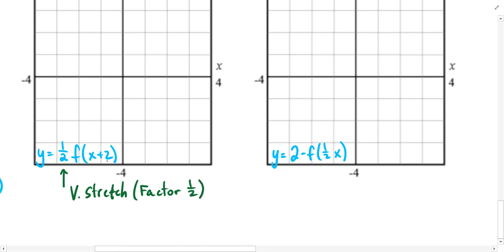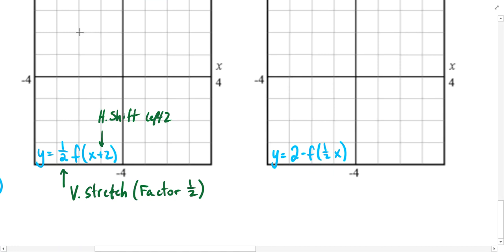This plus 2 is on the interior, so that's going to be some sort of horizontal movement, and since it's an addition or subtraction sign, that means it's going to be a shift. So I know that this is a horizontal shift, and because this is a plus 2, I would like to think that this is going to move the graph to the right 2 units, but we have to think opposite in this case, so we're going to shift left 2 units.